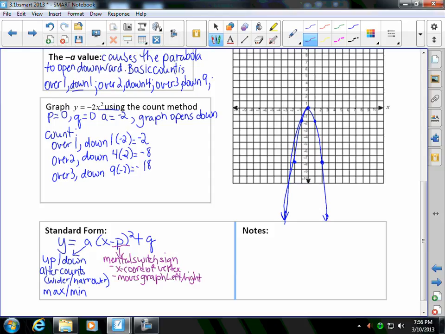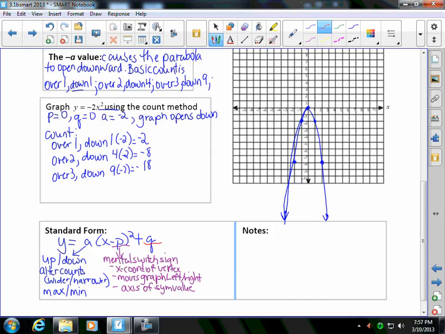So when you pull that p-value out, if the equation was x minus 2, do that mental switch of the sign, so it would be a positive 2, which means the graph would move to the right. And it also is the axis of symmetry value. The q value then, we don't have to switch the signs. So if the equation was minus 3, then our q value would be negative 3.